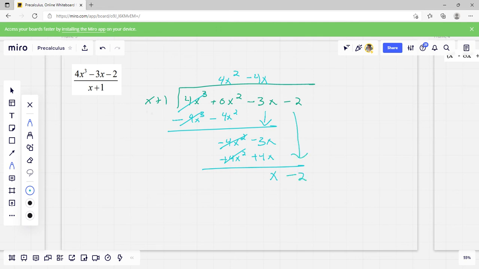Now I have to multiply x times something to get to x, and that would be just positive 1. 1 times 1 is 1. 1 times x is x. Change both these to negative. Those cancel. And that would be negative 3 is my remainder.